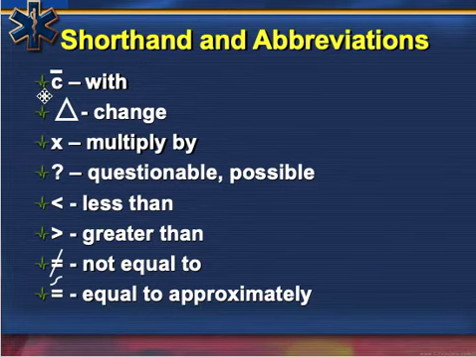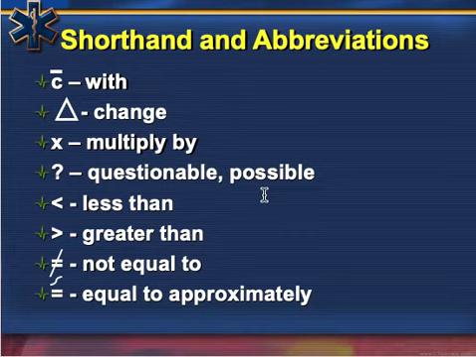So one example of that is the letter C with a line above it. That refers to width. If we have a change that we want to document, we can use a triangle to represent change. If you want to indicate that something needs to be multiplied by a particular number, then you can use the X or times symbol. A question mark can be used to indicate something that is questionable or possible.